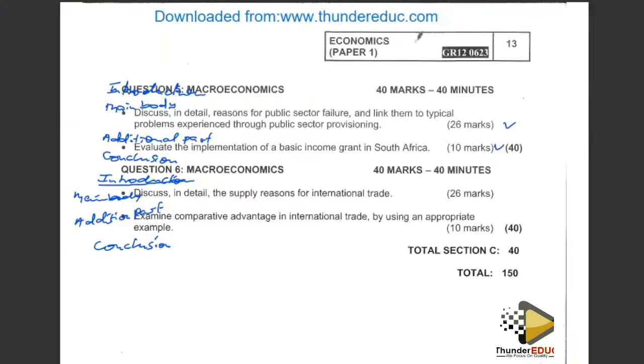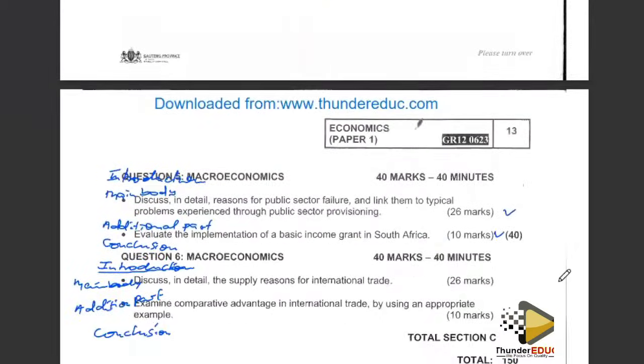So now let's check the introduction under this question. So now the question reads as follows. The first one is for question 5. Let's now deal with question 5. So now after question 5, that's when we'll move on to question 6. So now the question reads: discuss in detail reasons for public sector failure and link them to typical problems experienced through public sector provision. What is this public sector?